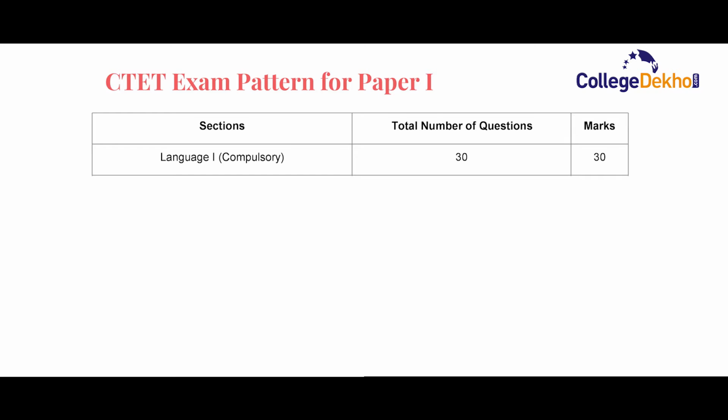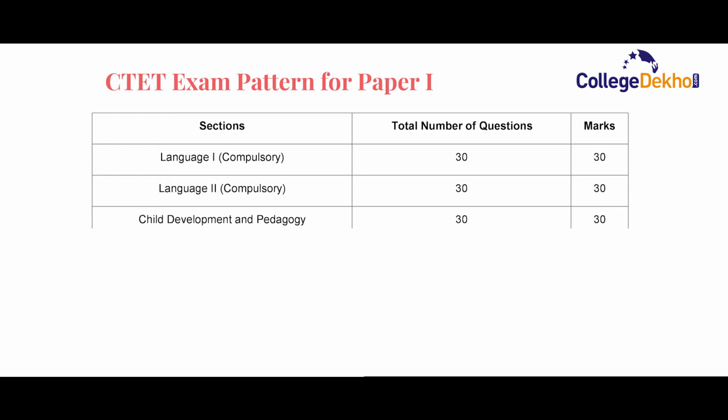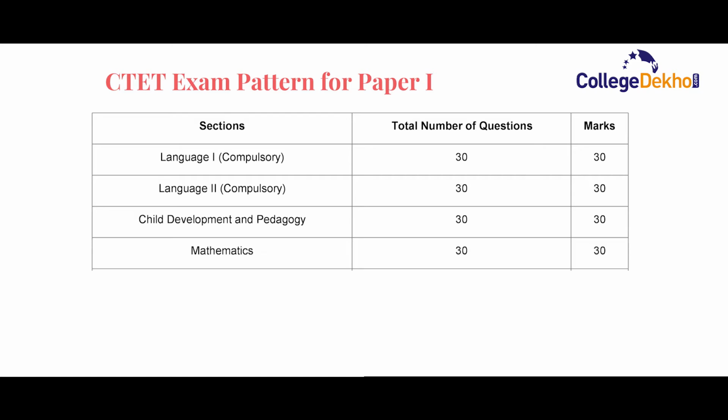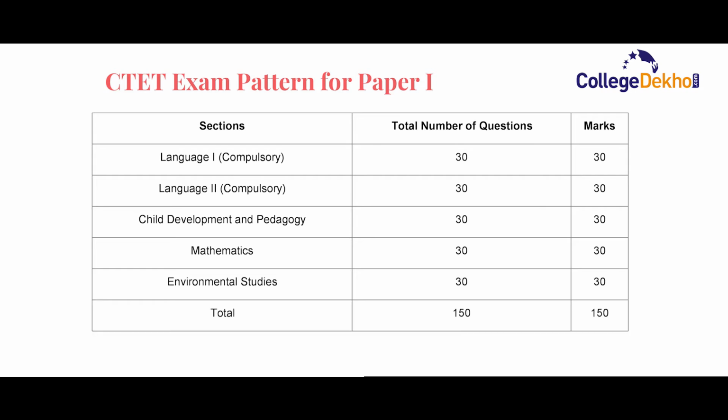Now let us look at detailed exam pattern for CTET paper 1. The sections which will be included in paper 1 we have already discussed. For language 1, which is compulsory section, there will be a total of 30 questions for a total of 30 marks, 1 mark for each question. Language 2 is also compulsory. It has 30 questions for 30 marks. CDP, that is Child Development and Pedagogy, also has 30 questions for 30 marks. Mathematics will have 30 questions for 30 marks and EVS will also have 30 questions for 30 marks. That means for a total of 150 questions, 150 marks will be awarded for CTET paper 1.